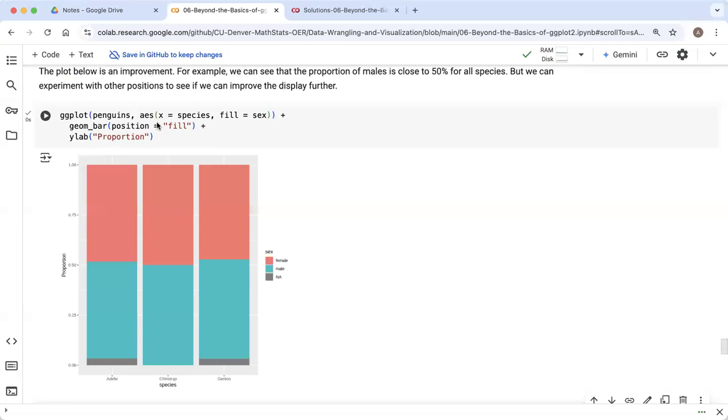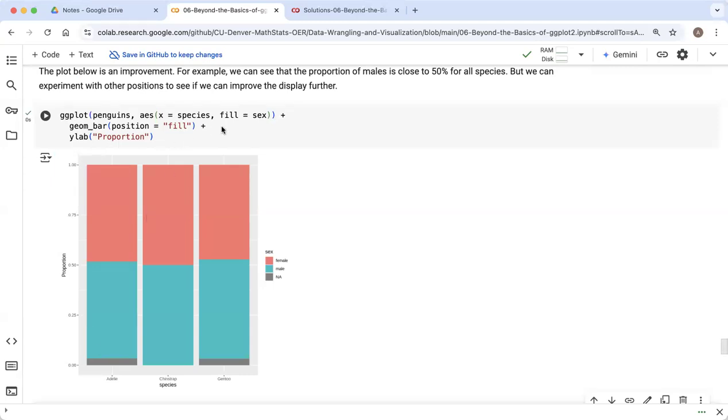So we had this penguins data frame. We mapped species to X. We mapped sex to the fill. So we had 3 bars, one for each species. And above each species, we had 3 different fill colors, one for each sex. And we have 3 fills for sex because we have male, female, and NA. We have a missing category as well, since there were some observations that were missing sex.